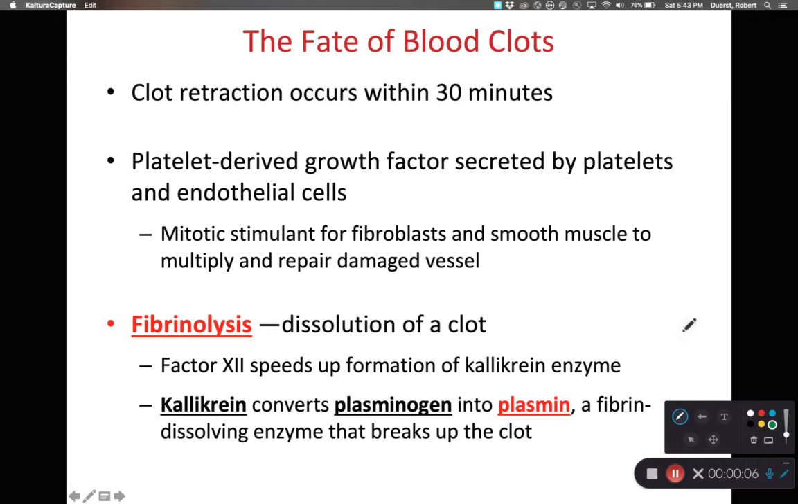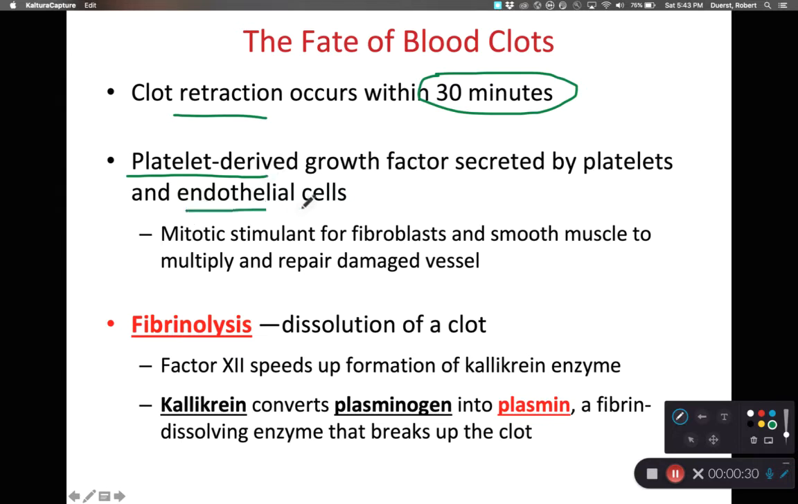Hey class, in this recording we're going to talk about blood clot removal, blood clot disorders, and blood clot management. As we look at our blood clots, these clots are going to have retraction occurring within 30 minutes of the initial clotting formation of those thrombocytes or platelets. The platelet-derived growth factor is going to be secreted by platelets themselves that are clotting together, not coagulating, clotting together.